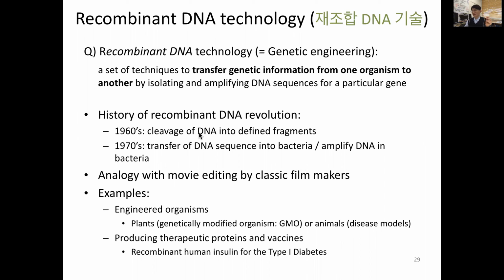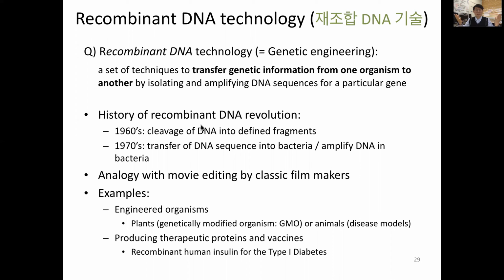Then in the 1970s, after we cut the DNA, we learned how to transfer that specific DNA sequence into the bacteria. Then that DNA of our interest, which could be human DNA, can be amplified in bacteria, using bacteria as a factory for creating useful proteins for humans. So it's like movie editing. We have genetic material as DNA, and with a specific pair of scissors we can cut a specific region, edit it, rejoin it, and create something useful.